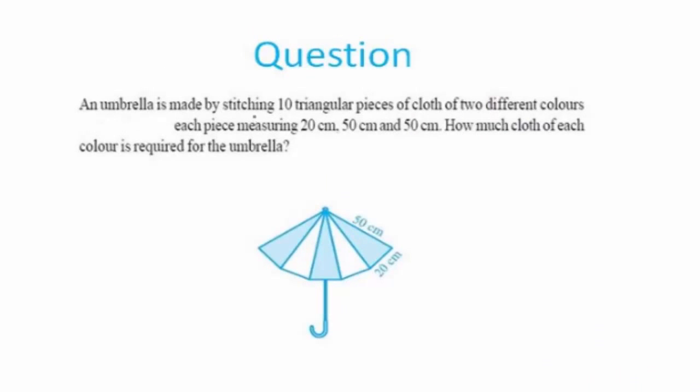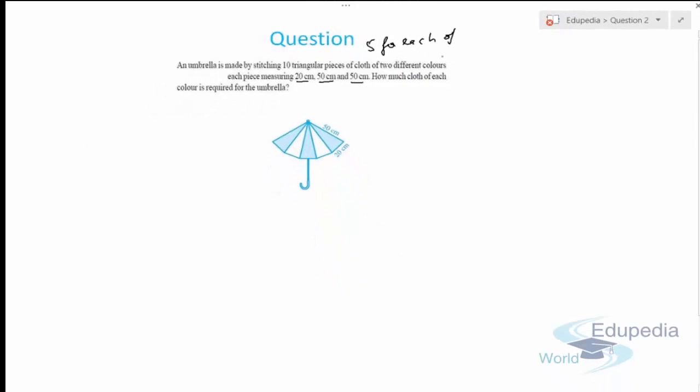Now an umbrella is made by stitching 10 triangular pieces of cloth of 2 different colors, each piece measuring 20 centimeters, 50 centimeters, 50 centimeters. How much cloth of each color is required for the umbrella? So there are 2 different colors of triangular pieces, which means there are 5 of each color. First we need to find the area for one triangle, then we need to times it by 5 so that we can find the cloth required for each color.